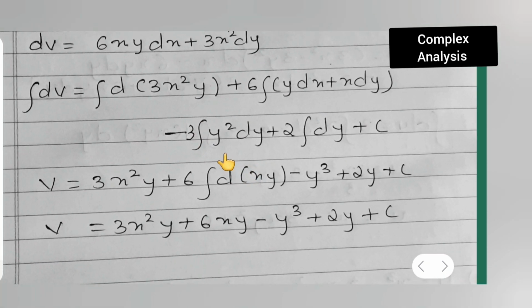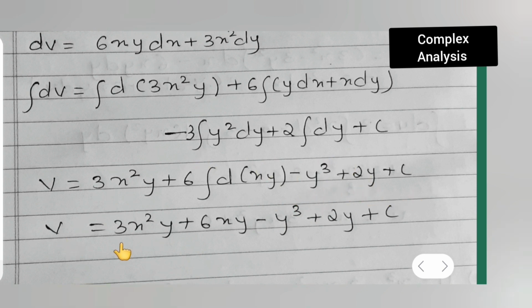Okay, now just look here, v is equal to, after integrating this, what are you going to get? v is equal to 3x square y plus 6, what was this? d of x by derivative of this, okay, minus y cube, because 3 will get cancelled, right? It will be y cube upon 3. And here also 3 is there, so 3 will get cancelled. So what will remain is minus y cube, right, plus 2y plus c.